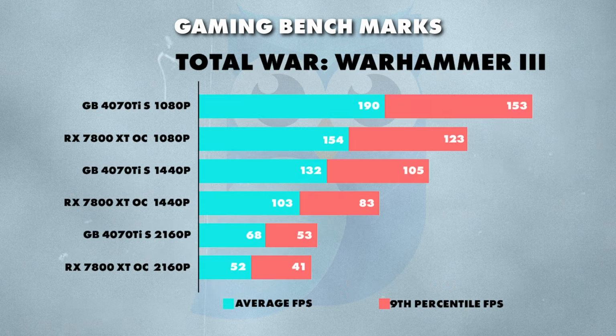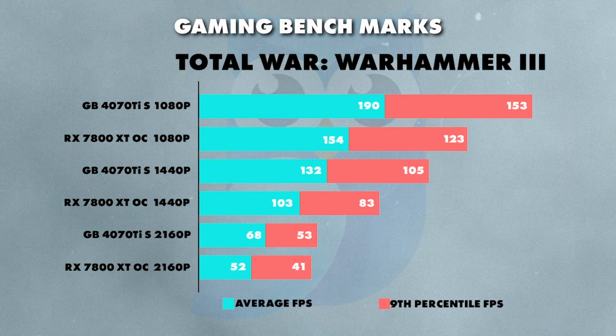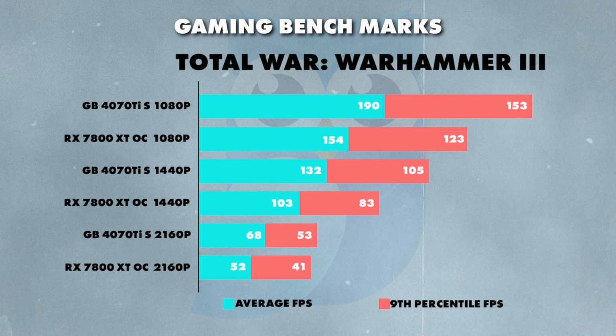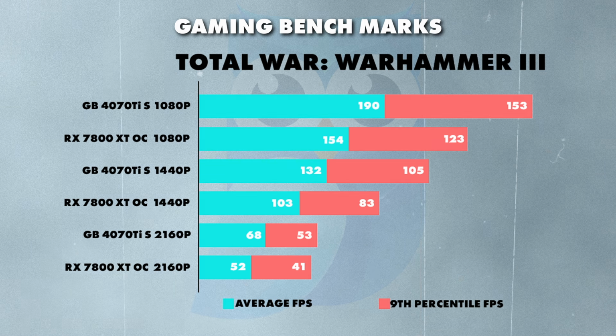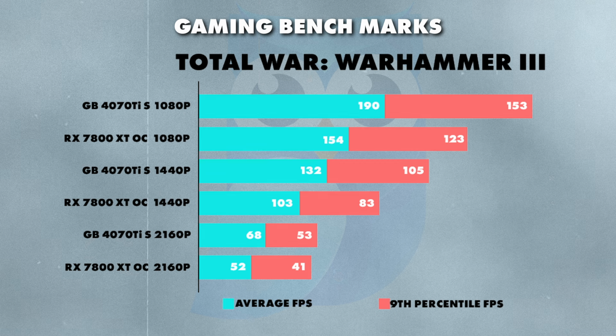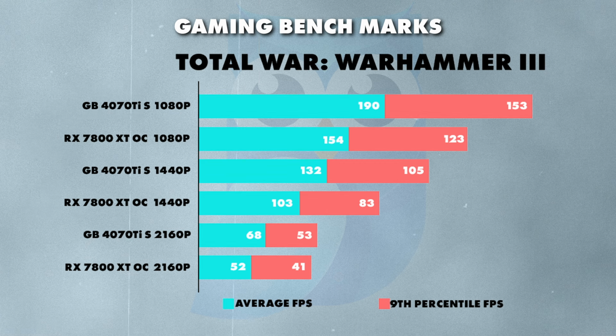Moving on to Total War Warhammer 3, which is included in the suite because it's more of a CPU bound test, so we can see how the graphics card scales with the CPU, and we can see the results from 1080 all the way to 2160. And this is pretty much symmetric in that the 4070 Ti Super was leading the charts there too.